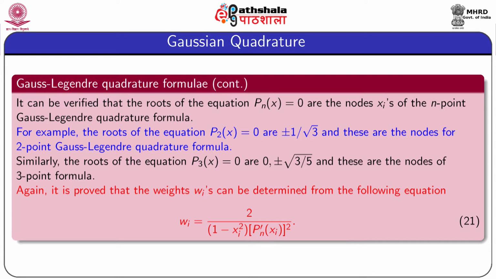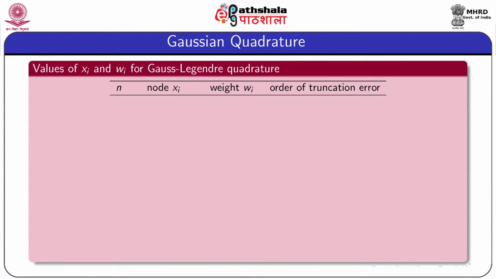Again, it is proved that the weights wi's can be determined from the following equation, that means wi = 2 / ((1 - xi^2) (Pn'(xi))^2), where Pn' is the first derivative of Pn. This expression gives the weights of all the Gauss-Legendre quadrature formulas. Now, this table gives the values of xi and wi's for different-point Gauss-Legendre quadrature formulas.